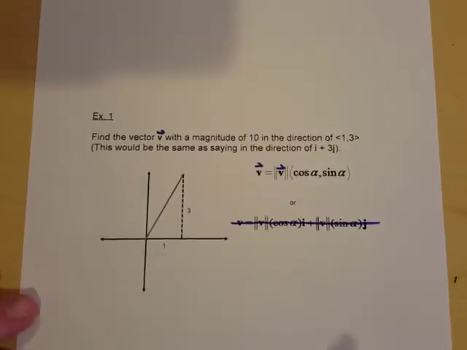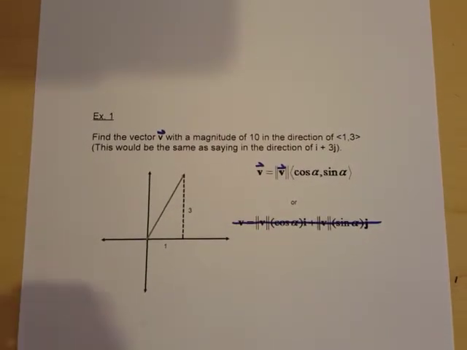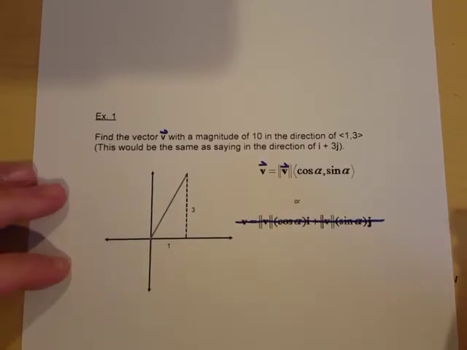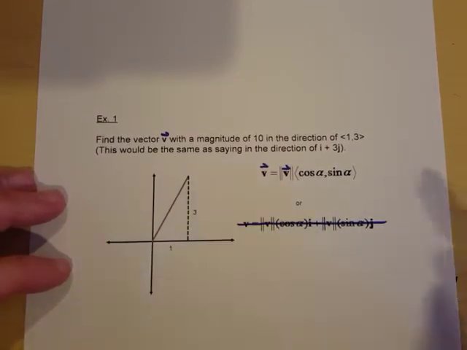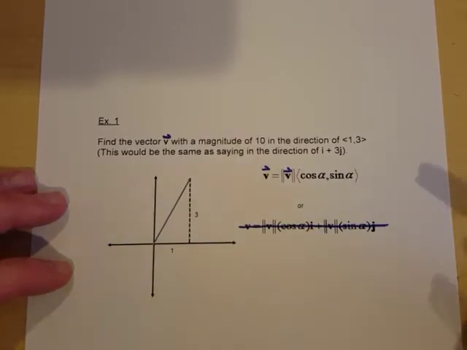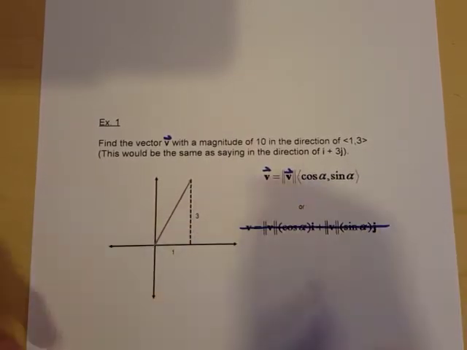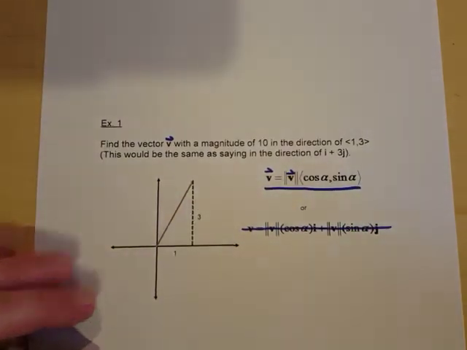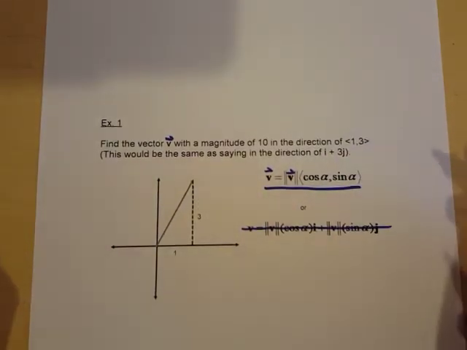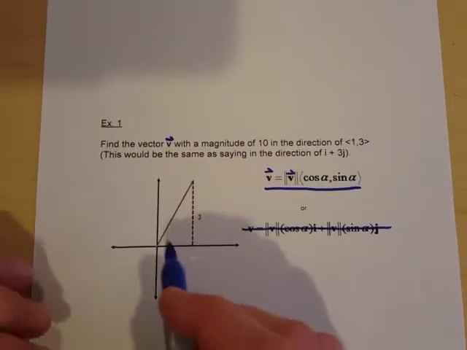This example is going to show you one way that we can receive the information to make a vector in a certain direction with any magnitude. This is going to be using the formula that we talked about in the previous video. This is our formula, and we're going to fill in those pieces somehow using the information given.